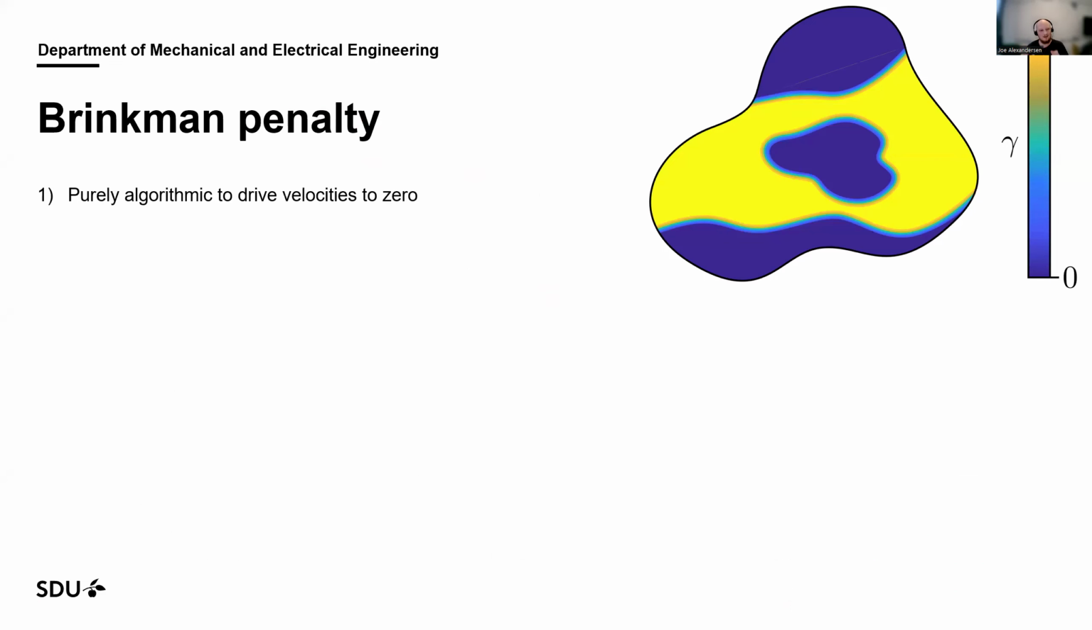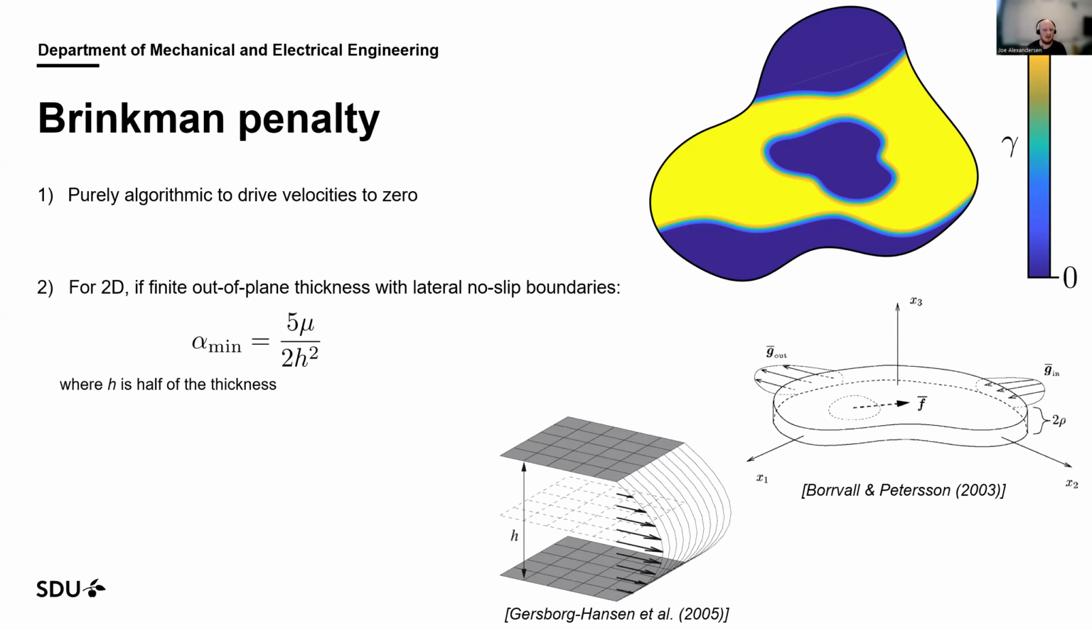And you can see this as a purely algorithmic way to drive the velocities to 0. It's just a big number times velocities. They should be small. And I used to use that point of view for a long time. But particularly for the minimum value, if you're in 2D, as mentioned, you have to couple it to the out-of-plane thickness. And that's exactly what the original papers in this field did. They used this shallow channel approximation to define this resistance term.